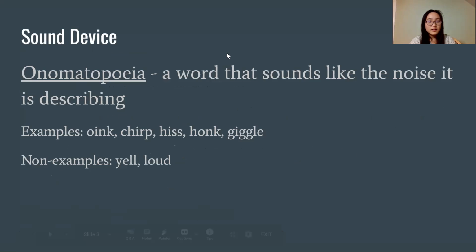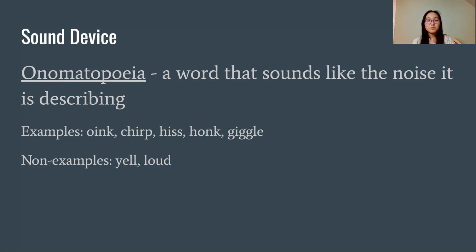And then next we have sound devices. That's the second category for figurative language. Onomatopoeia is a word that sounds like the noise it's describing. For example, oink, chirp, hiss, honk, giggle. These are all words that describe noises. The word itself means the noise, like a pig oinks, and an oink is the sound that a pig makes.